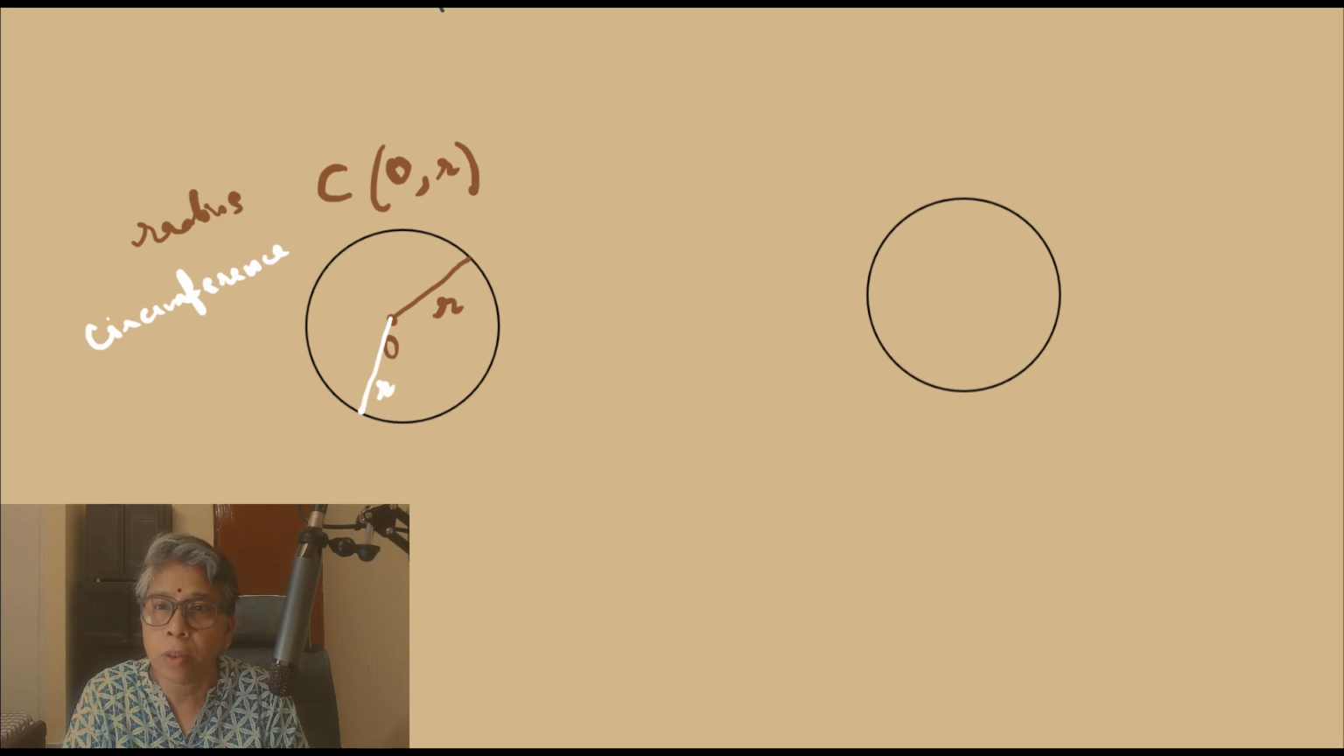And we also saw what a chord was. You take any 2 points on a circle and join these 2 points. If these 2 points are connected, this is known as a chord of the circle.